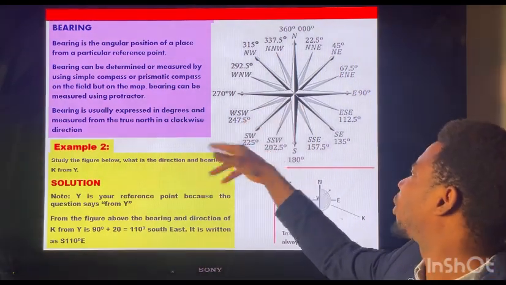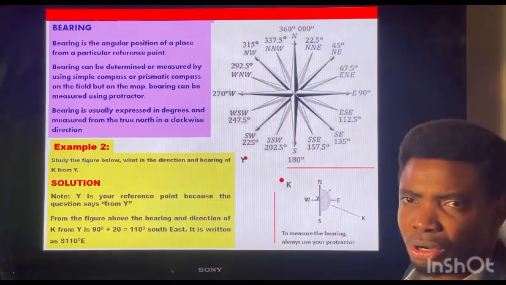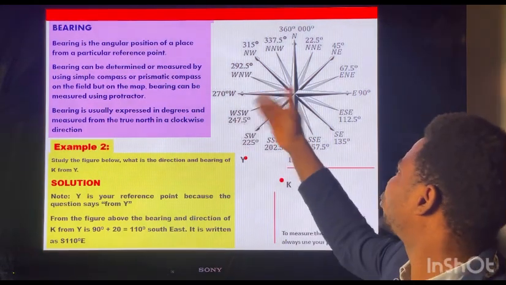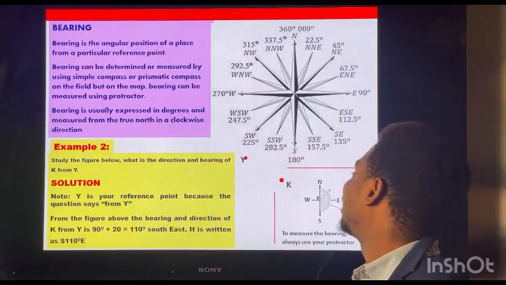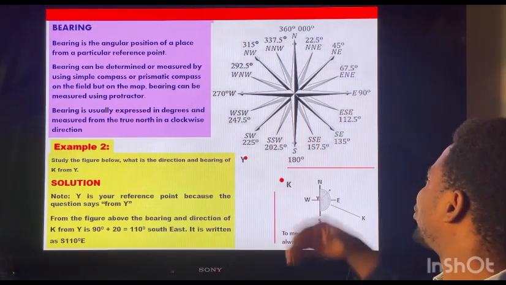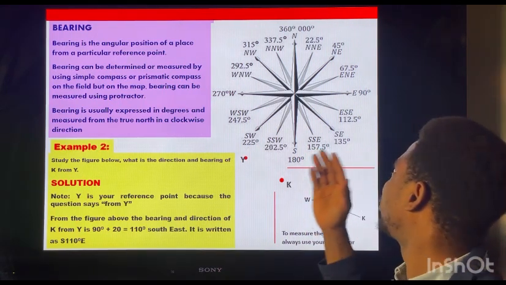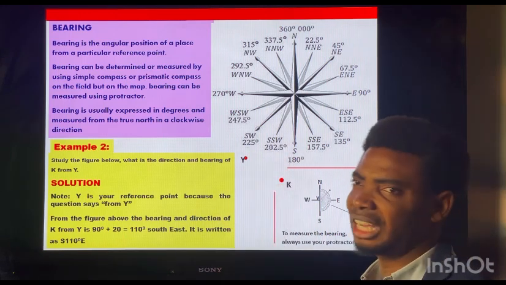West-southwest corresponds to 247.5 degrees. West corresponds to 270 degrees. West-northwest corresponds to 292.5 degrees. The northwest corresponds to 315 degrees. North-northwest corresponds to 337.5 degrees.